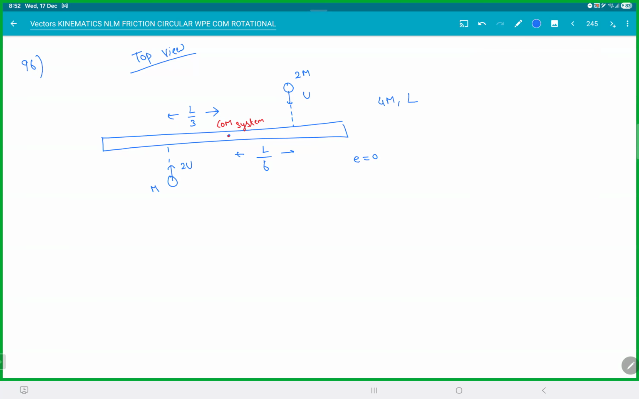So after collision, your picture will look like this. This will be stuck here. This will be stuck here. And this whole setup is rotating with omega.